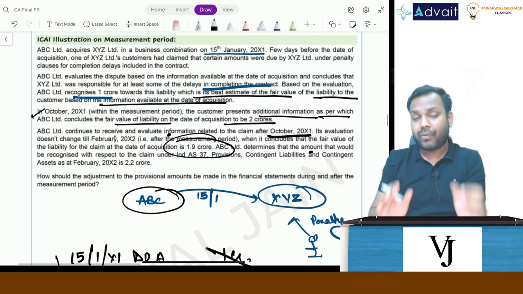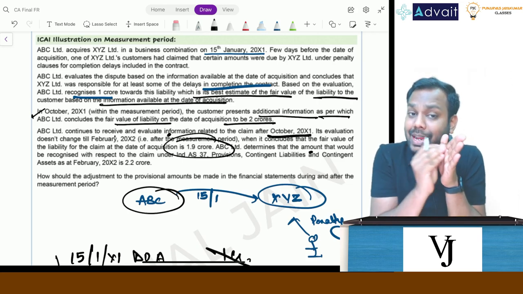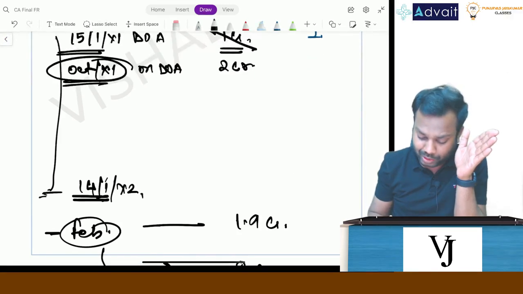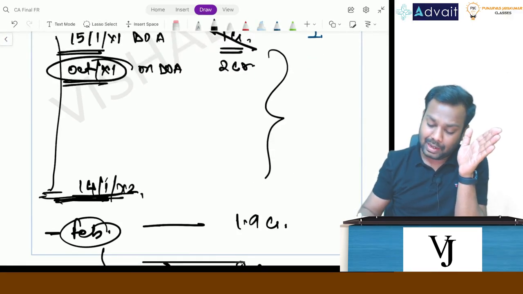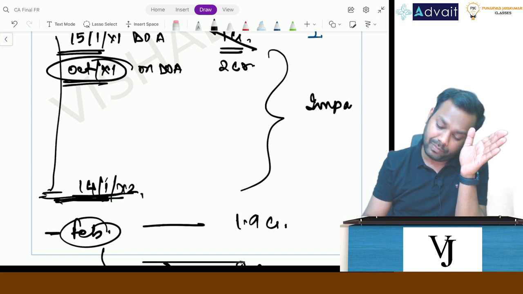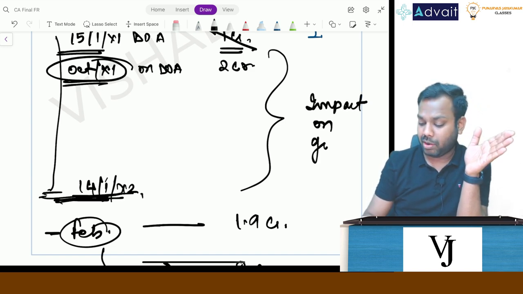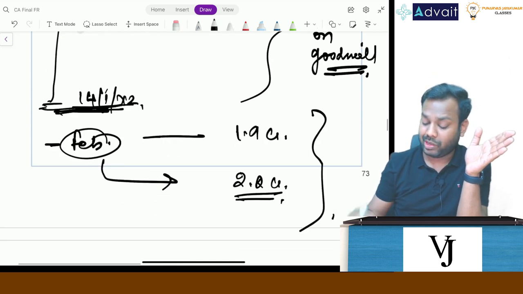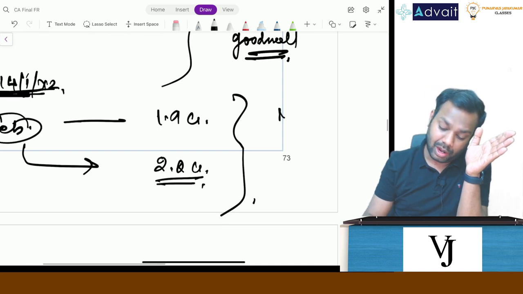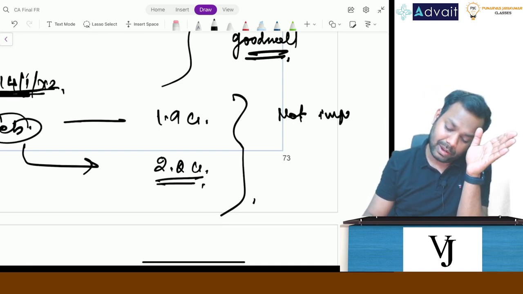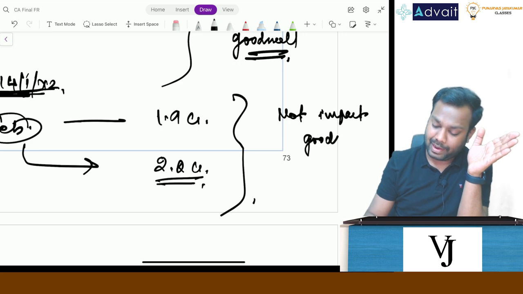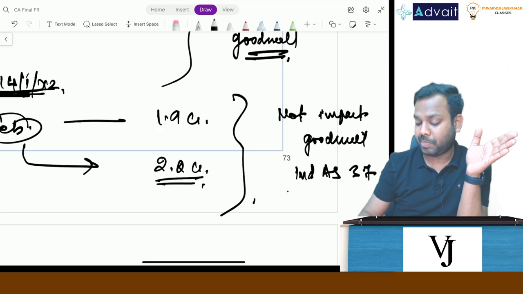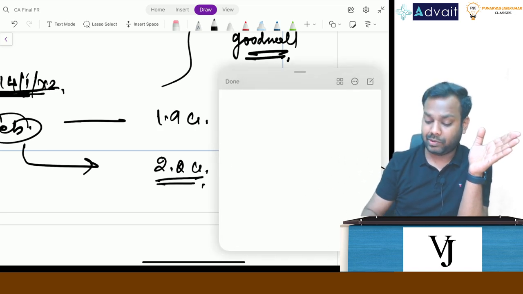Now, what we have to do is any change till the measurement period, that is 14th January, will have an impact on goodwill. And any subsequent changes will not impact goodwill. Rather, you have to account as per Ind AS 37, that is the respective standard.